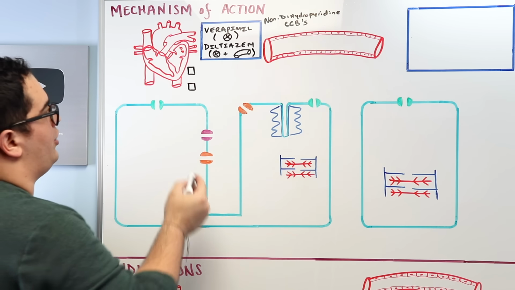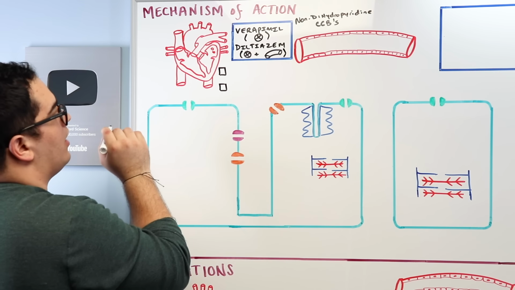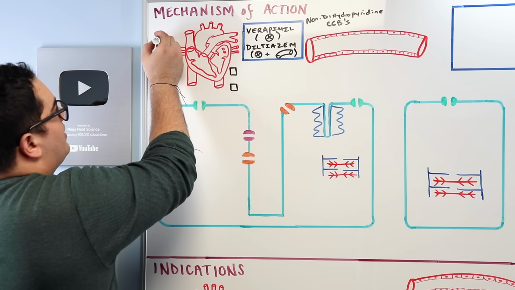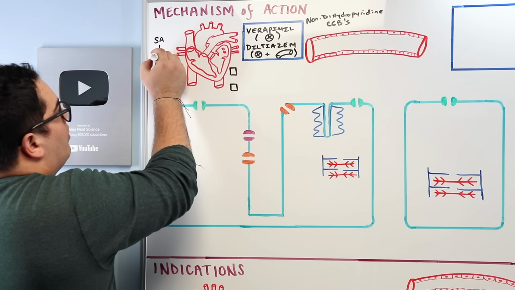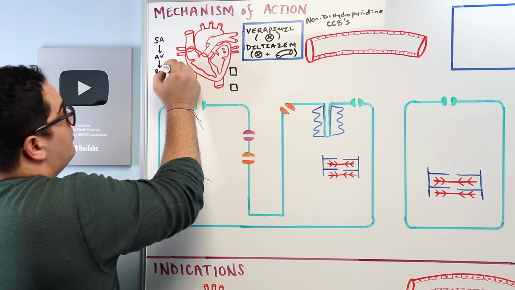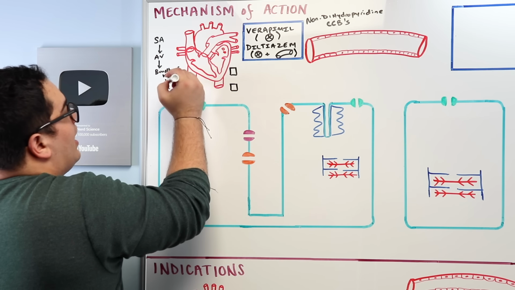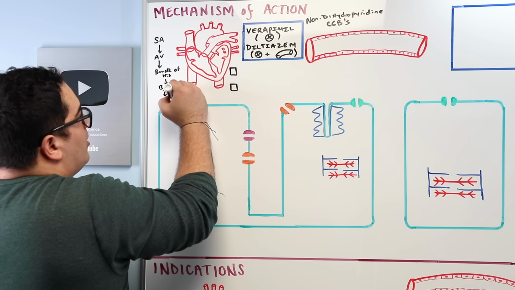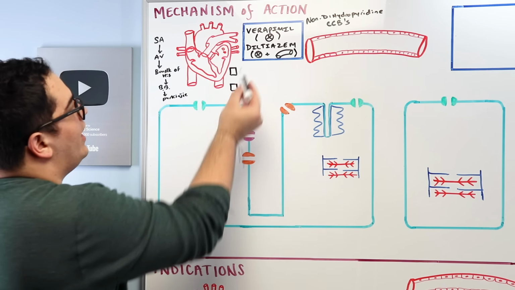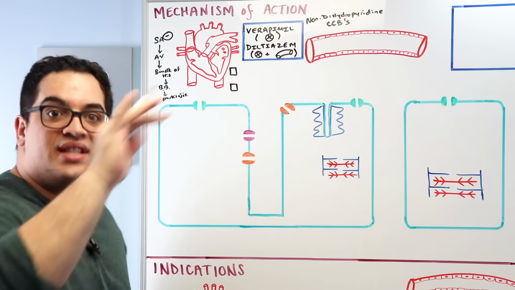Now, how do they work on the cardiac tissue? They act on particular components of the heart. Within the heart, you have two different types of cells. You have your intrinsic conduction system, which consists of your SA node, which sends action potentials down to the AV node, which goes to your bundle of His. The bundle of His sends things down into your bundle branches, and then down into your Purkinje system. That's all of your intrinsic conduction system. They work primarily by inhibiting the SA node, decreasing the heart rate.